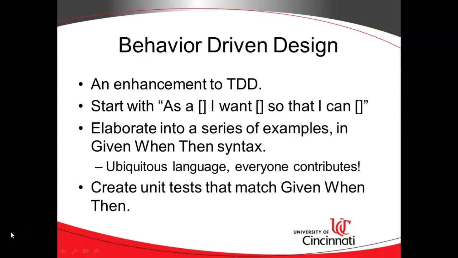We start with a requirements document in the format, as a user, I want some feature so that I can get some benefit. Now those square brackets you'll replace with the name of the user, what the feature is, and what the benefit is that the user will get from that feature. Next, we elaborate into a series of examples in given, when, then syntax. When I say elaborate, I mean any stakeholder, developer, QA, business analyst, project manager, business owner, product owner, anybody. Because we all understand what given, when, then means in the English language, if we speak English. So we can all come up with these examples.